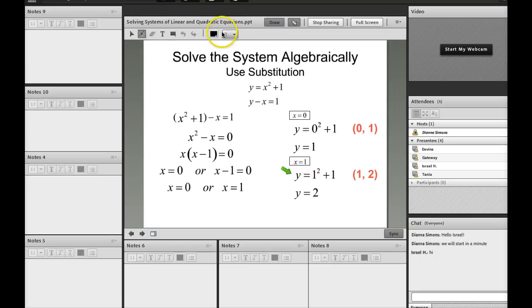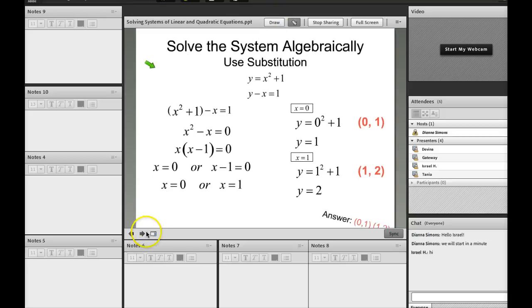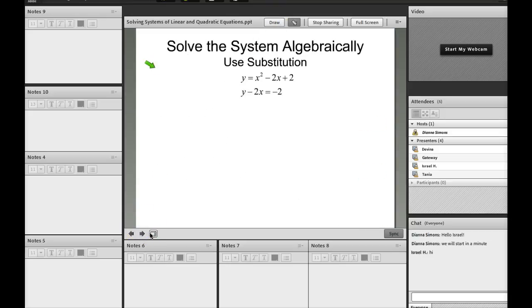Because what you have is a parabola, and that parabola opens up, and then you have a line that goes like this. So you have 2 intersecting points. Most of the time you're going to have 2 intersecting points. When do you think you would only have 1 intersecting point?